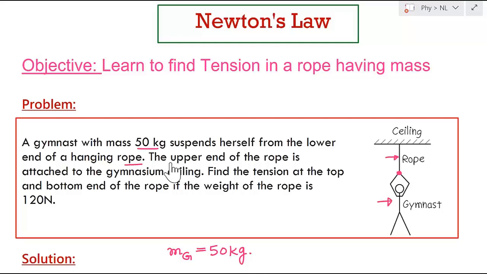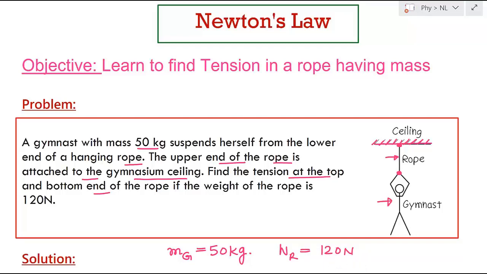Next, it says the upper end of the rope is attached to the gymnasium ceiling. So this is the upper end of this rope, and this is attached to the ceiling. So this is the gymnasium ceiling. We have to find the tension at the top and bottom end of the rope if the weight of the rope is 120 Newton. So the weight of the rope is also given. The weight of the rope is equal to 120 Newton.